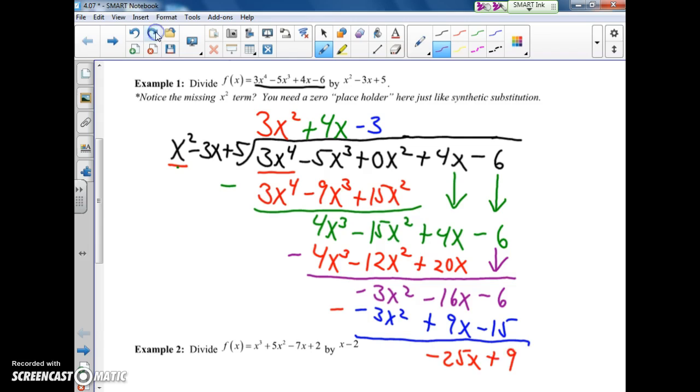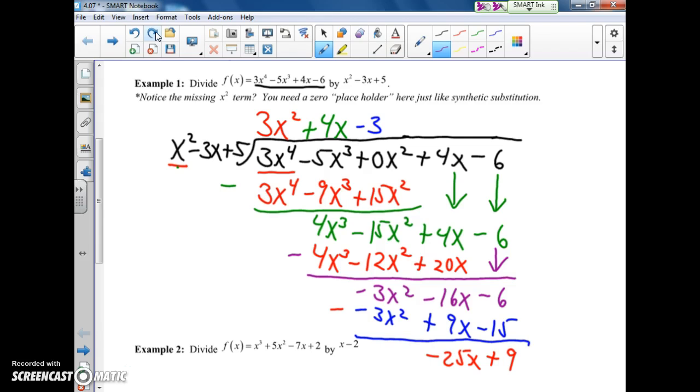Now, here comes the tricky part. Let me ask you this: x squared goes into negative 25x how many times? You can't do that, which means what? You know the answer to this. That's my remainder. So negative 25x plus 9 becomes my remainder.